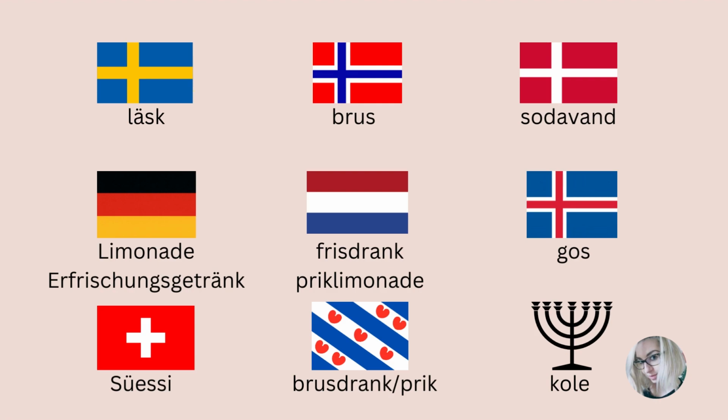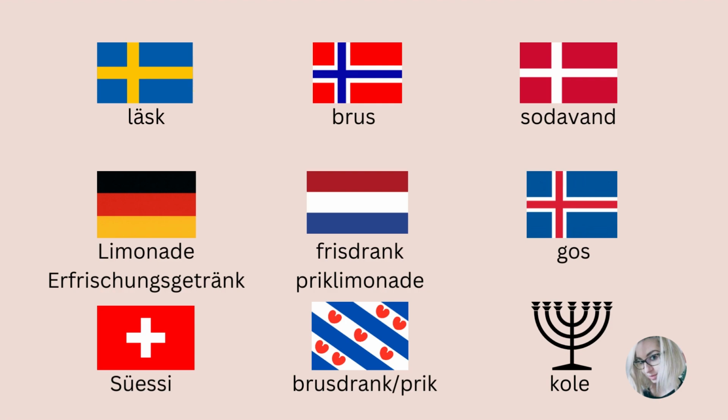In German, you can use the very general term Erfrischungsgetränk, which is a refreshment. But then again, you can also use the word Limo, which is short for Limonade, with the mention that it doesn't really refer to lemon juice. It refers to any kind of soda pop, so not only lemonade. And the same you can find in Dutch, in Prik limonade, or in the more general term, Fris drank, like a refreshment drink, generally speaking.